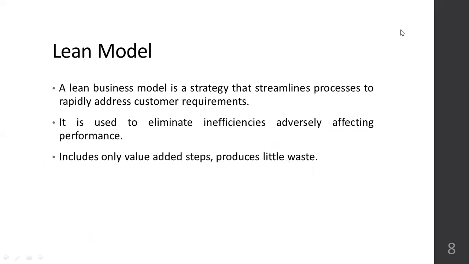Next, we have the lean model. The lean business model is a strategy that streamlines processes to rapidly address the customer requirements. In the lean model, identify what is a waste, take away the waste, eliminate the waste. Your process, your business will become more efficient. You will save a lot of money, resources, skills, talent, time by eliminating as much waste as possible.